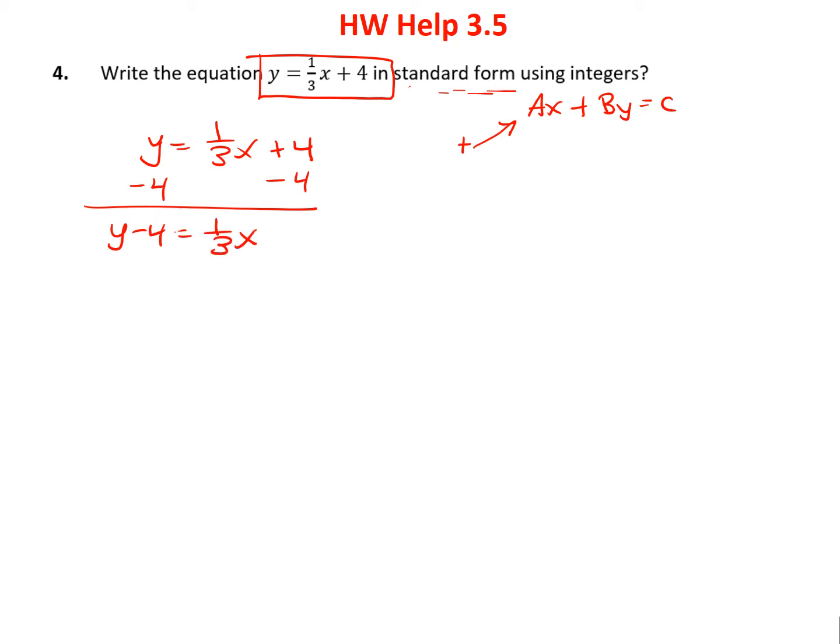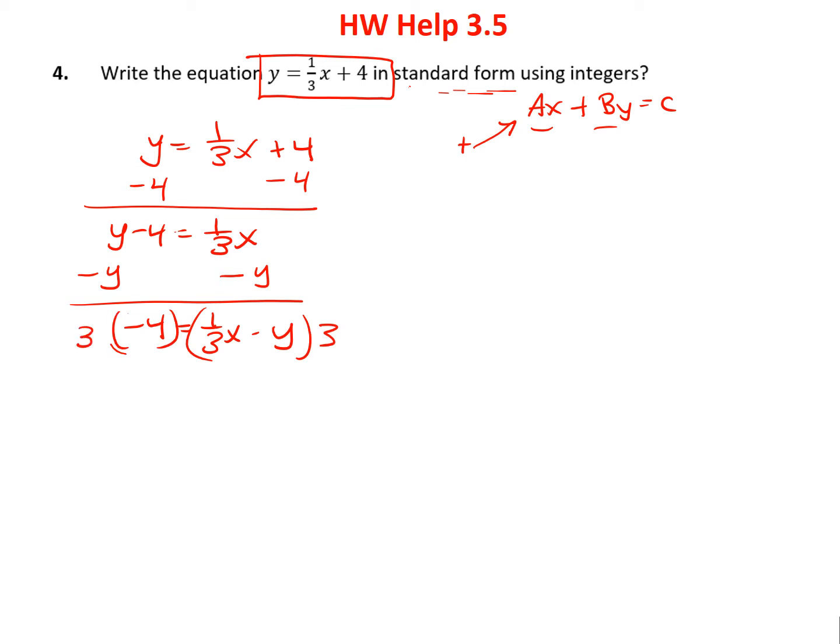And then I want to bring the y to the other side, so we'll subtract y from both sides. And that gives me minus 4 equals 1/3 x minus y. And because in standard form we want these to be integers, not fractions, I can undo this fraction by multiplying by the denominator. But to do that, I need to multiply everything by 3 on both sides.